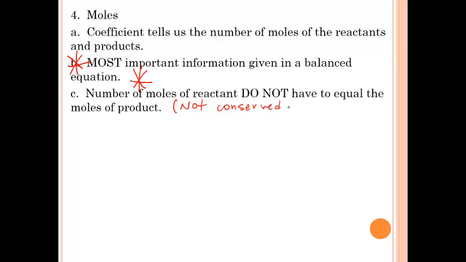If you look back at the original problem, we had N2 plus 3H2, and that only gave us 2NH3. This says that we only have 1 mole of N2, 3 moles of H2, 2 moles of NH3. Well, if you add up all the reactant side, that's a total of 4 moles. If you add up the product side, it's a total of 2 moles. So moles are something that are not conserved in a balanced equation.